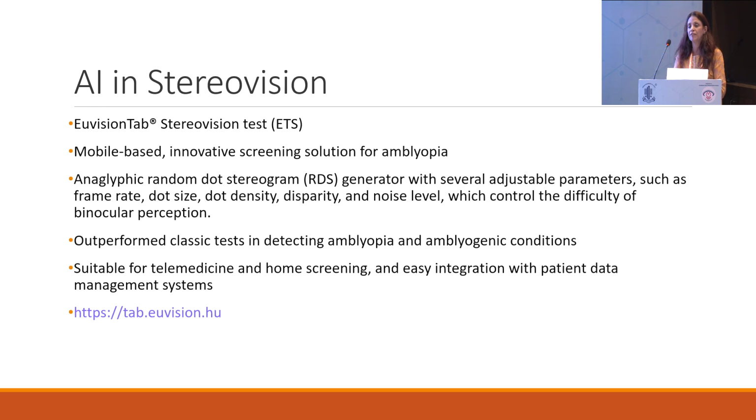Then we have stereo vision. As we all know, we have the basic stereo vision tests in our armamentarium, which are used obviously in our clinics as pediatric ophthalmologists. This is a mobile-based app, an innovative screening solution for testing stereopsis in amblyopia. It is based on the principle of anaglyphic random dot stereograms. Again, several adjustable parameters are there, and this actually is better than other tools, outperforming the classical anaglyphic random dot stereograms for amblyopia conditions. Therefore, it has a role in telemedicine, in home screening, and obviously in integration with the basic hospital services as well.